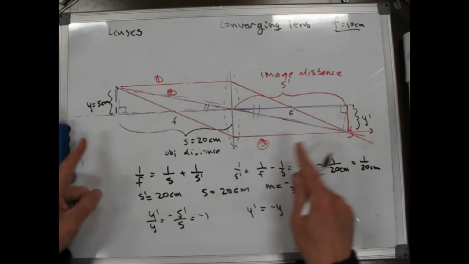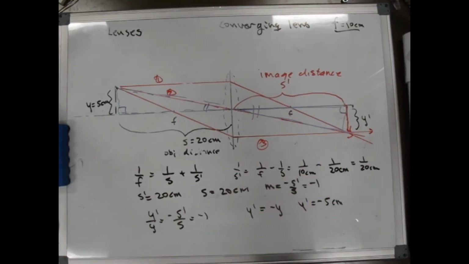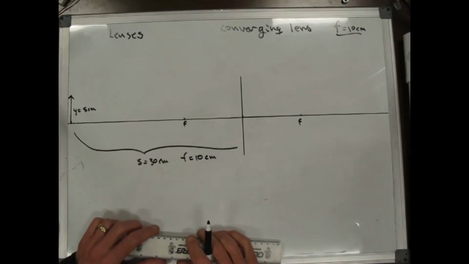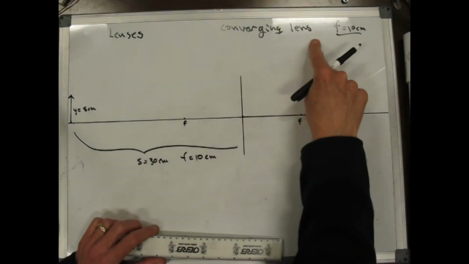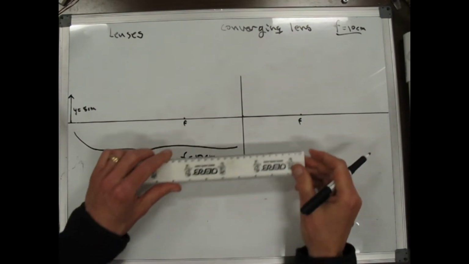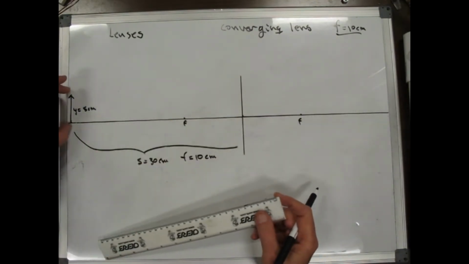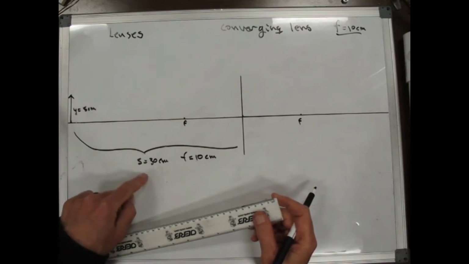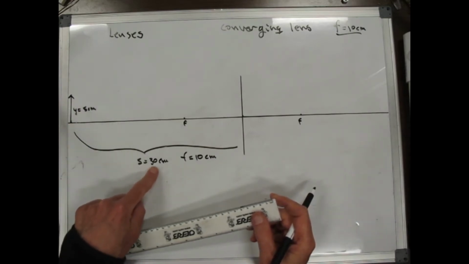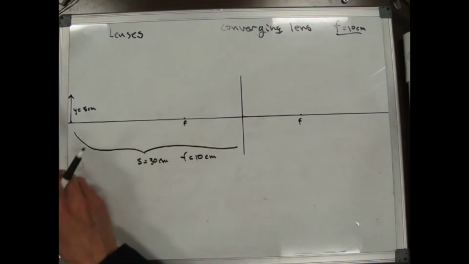So let's do another one that's not quite as symmetric. Okay, so we're going to do a similar problem. Once again, I still have a converging lens. I still have a focal length of 10 centimeters, which I measured with my ruler. I have an object whose height is 5 centimeters again, except now I've picked an object distance of 30 centimeters instead of 20 centimeters. And I'm going to draw all my principal rays again.